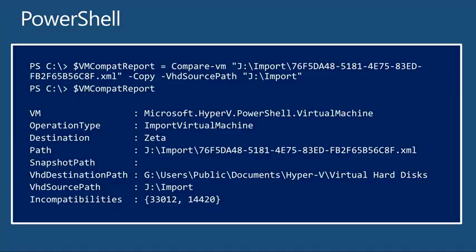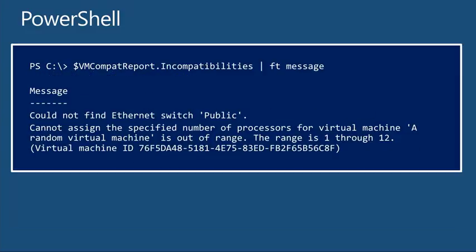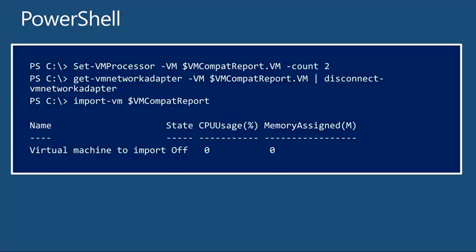So you say Compare-VM, and it reports that there are two incompatibilities. So I can look at the incompatibilities. I get the detailed text that we got in the UI saying, hey, Ethernet, virtual processors. The compatibility report actually has a virtual machine object on it. So what I can do is go in and fix up. You can see here, Set-VMProcessor on the VM on my compatibility report. Set it to 2. In this case, I'm disconnecting the network adapter. Once I've gone through and fixed up that virtual machine object, I just say Import-VM, that compatibility report. And it goes ahead and does the import for me.